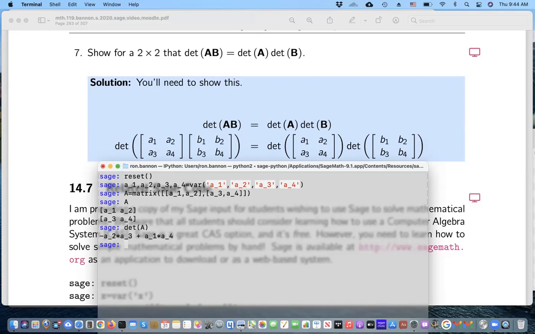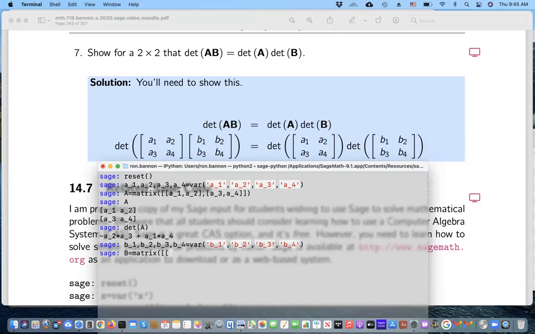Let's do B. Let's define some variables. B sub 1, B sub 2, B sub 3, B sub 4 equals var, defining variables. B1, let's see, B2, B3, oops, don't want too many mistakes, B4. It's a subscript, by the way. Yeah, no mistakes there. Let's do a matrix B.